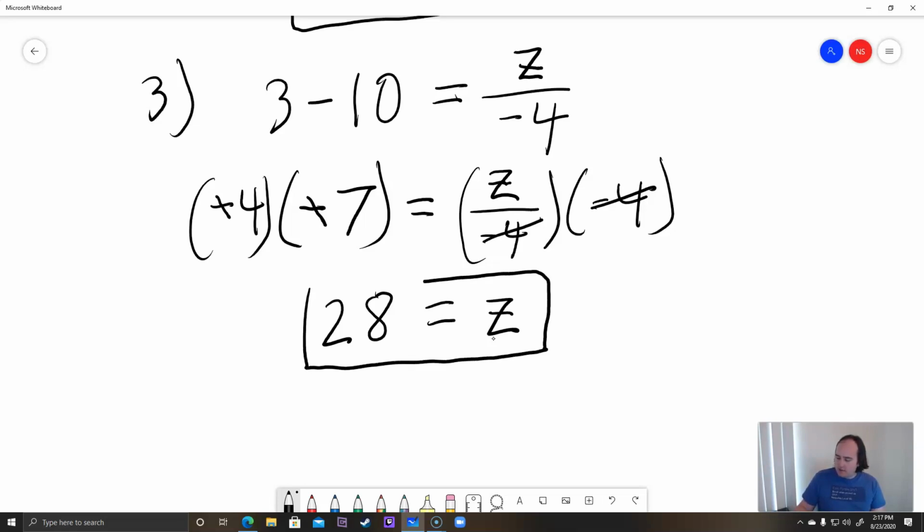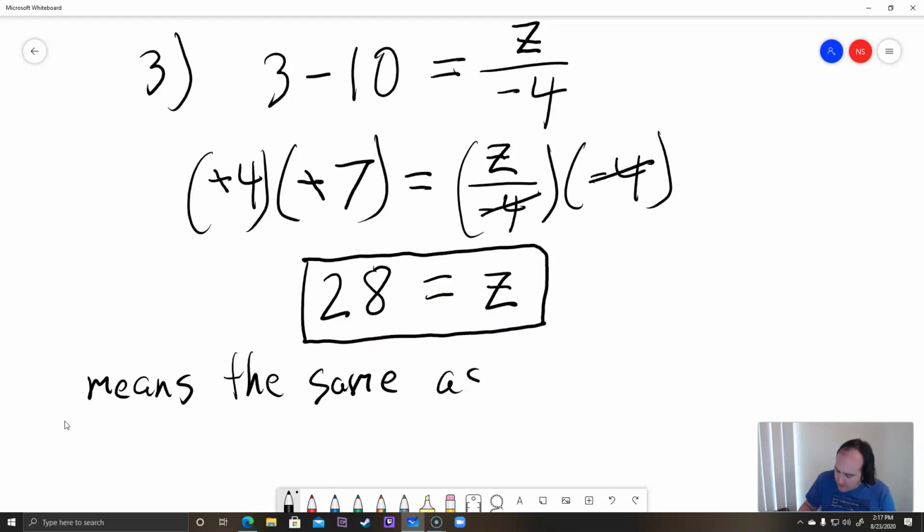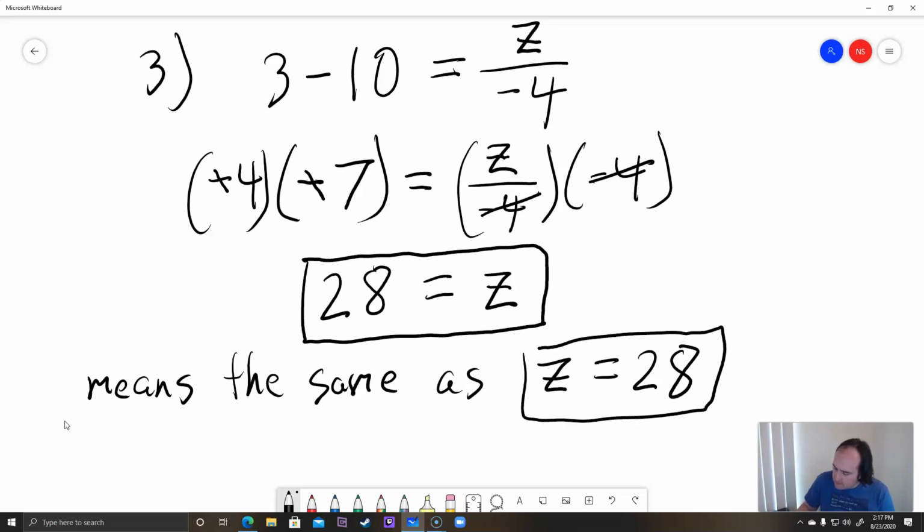And even though it's in the reverse order to which we usually write it, it doesn't matter. You don't have to have your variable on the left side and your number on the right side. As long as your variable is isolated on one side, it's fine. So in particular, when you see it like this, 28 equals z, that means the same as z equals 28. So either order is fine.